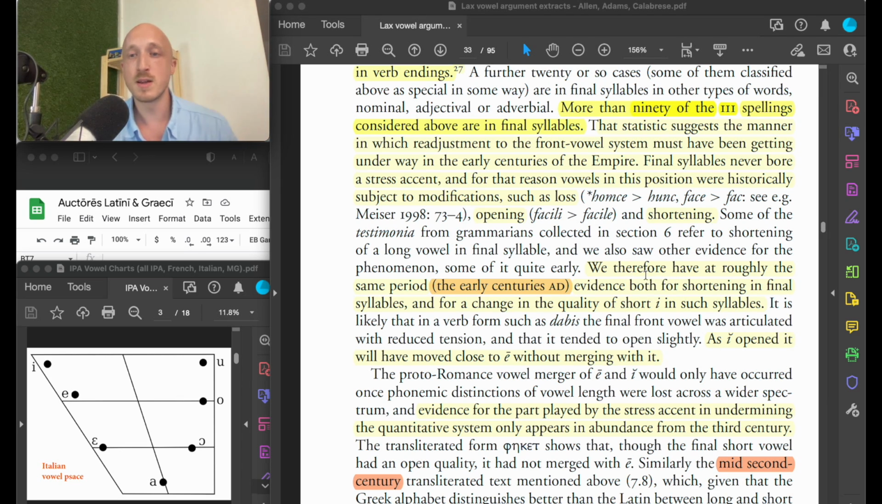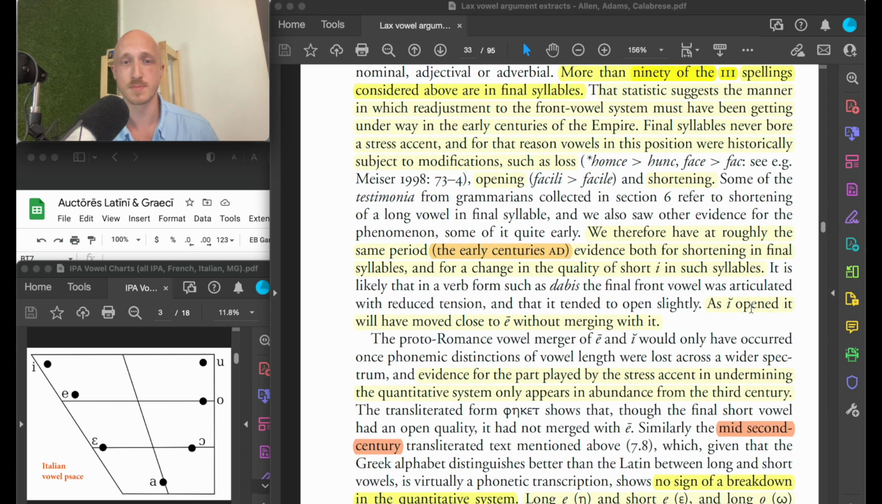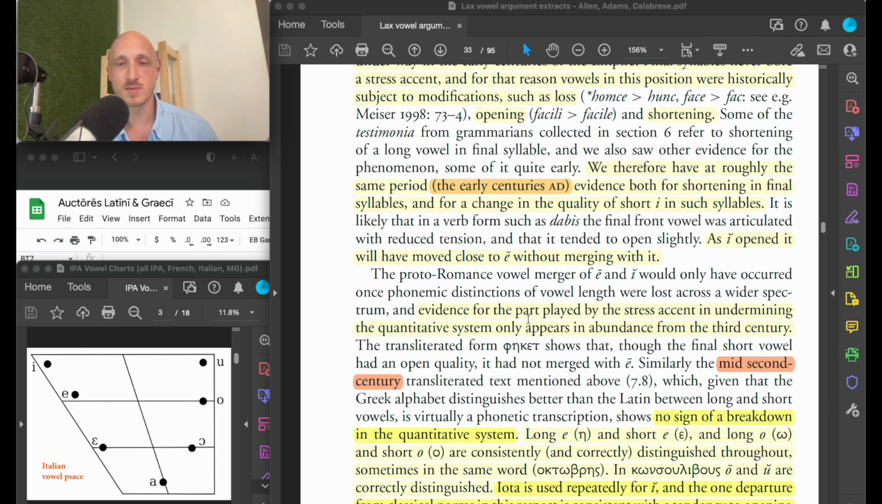We therefore have roughly at the same period, the early centuries AD, evidence both for shortening of final syllables and for a change in the quality of short E in such syllables. It is likely that in a verb such as dabis, the final front vowel was articulated in a reduced tension and that it tended to open slightly. So from E to E. So not dabis, but dabis. It's not a big difference, but that can show up in inscriptions. As E opened, it will have moved close to E without merging with it. Evidence for the part played by the stress accent in undermining the quantitative system only appears in abundance from the 3rd century.